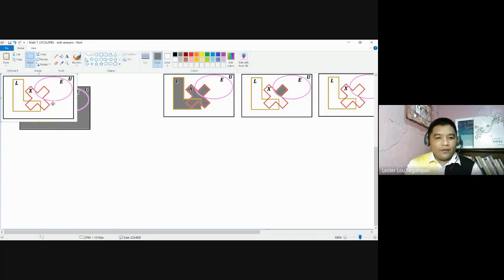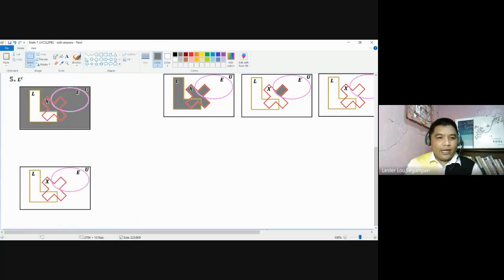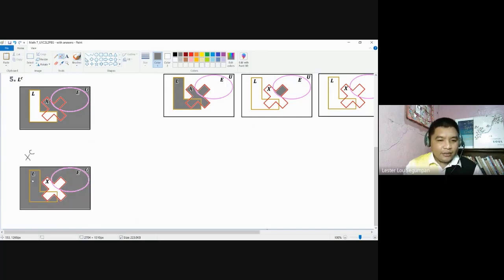Let's try to have another here. And what if this is X complement? That would mean shade all other parts, but not of X. So shade all other parts here, here, as well as here, but do not shade this area because this is part of set X, nor this part. This is your X complement. You might see a floating figure of X.